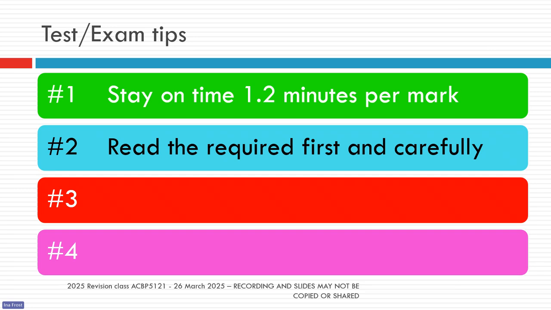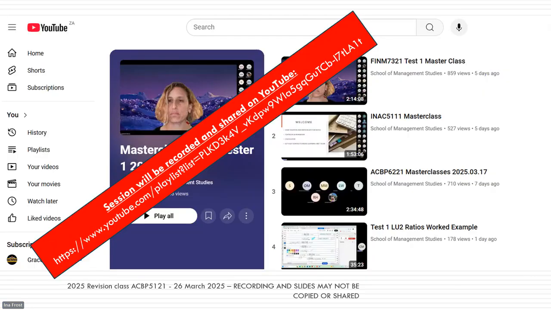So remember, 1.2 minutes is all that you can use per mark. We're reading all the required, so we're making sure we understand exactly what the examiner wants from us, because remember, if you do too much, you're possibly going to run out of time. If you do too little, then of course that's going to impact your marks directly.